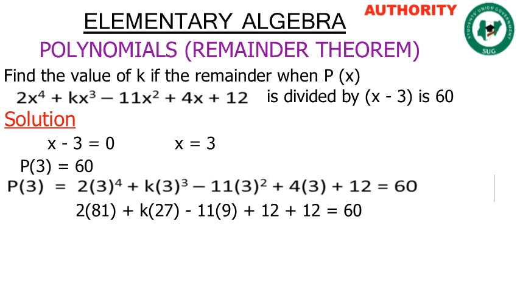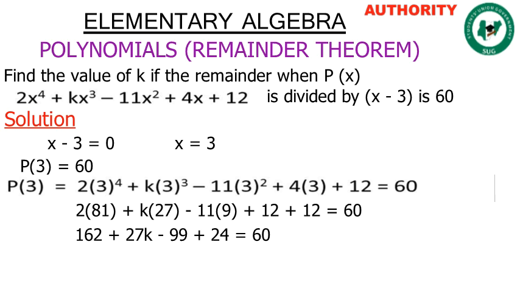Now, 2 times 81 gives us 162, plus k times 27 gives us 27k, minus 11 times 9 gives us 99, plus 12 plus 12 gives us 24, is equal to our remainder 60. Now 162 minus 99 gives us 63, then plus 24, then plus 27k is equal to 60. 63 plus 24 gives us 87, plus 27k is equal to our remainder 60.